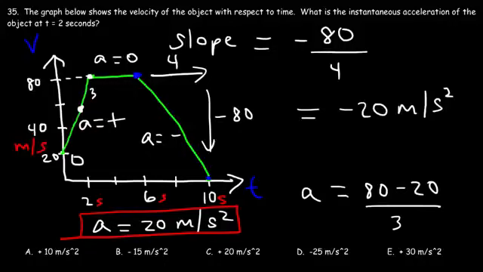So the acceleration, anytime between 6 and 10 seconds, is negative 20. The acceleration for the first 3 seconds, whether it's at 1 second, 2 seconds, 2.5, it's going to be positive 20. So for this particular problem, the answer is C. That's the acceleration when t is 2 seconds.